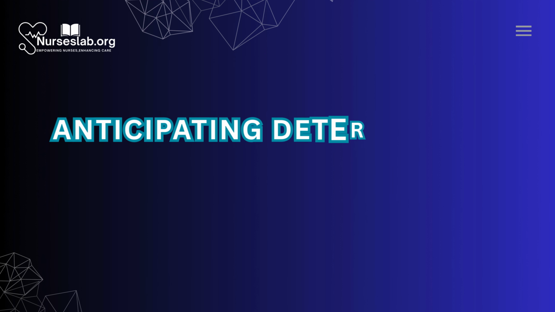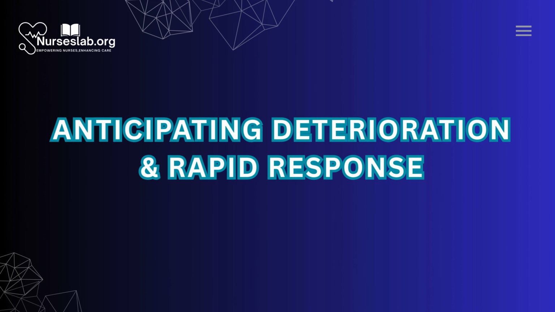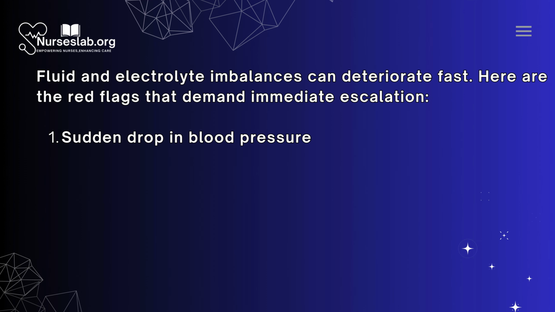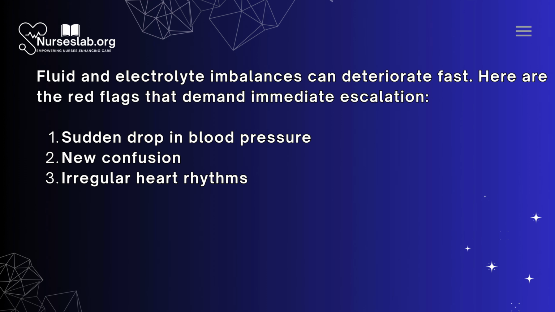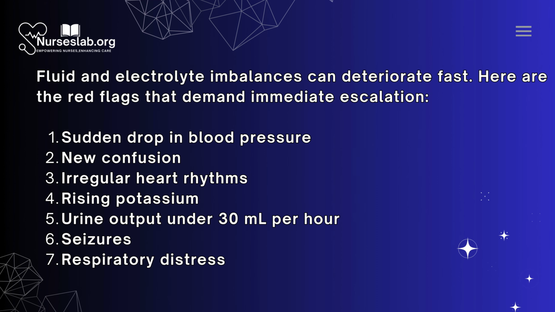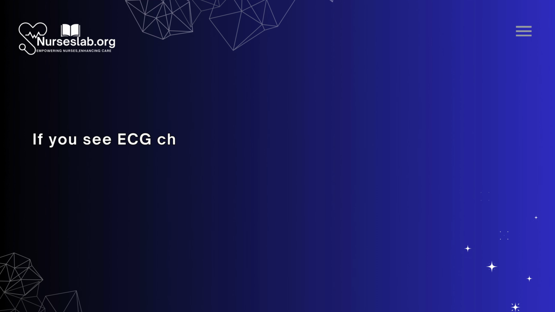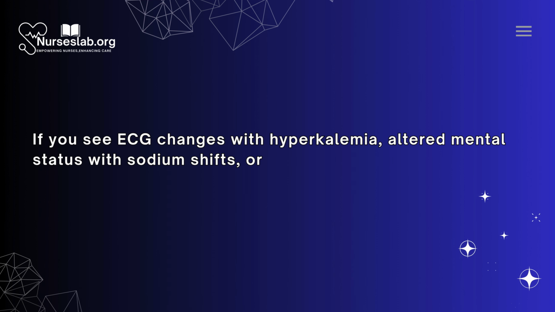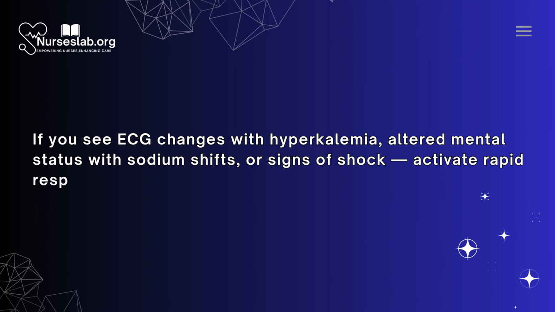Next, we are going to see about anticipating deterioration and rapid response. Fluid and electrolyte imbalances can deteriorate fast. Here are the red flags that demand immediate escalation: sudden drop in blood pressure, new confusion, irregular heart rhythms, rising potassium, urine output under 30 milliliters per hour, seizures, respiratory distress. If you see ECG changes with hyperkalemia, altered mental status with sodium shifts, or signs of shock, activate rapid response.